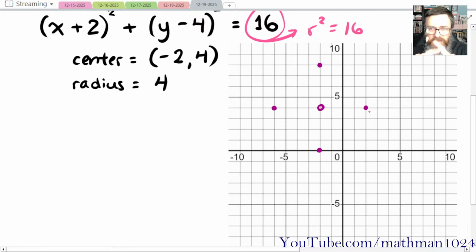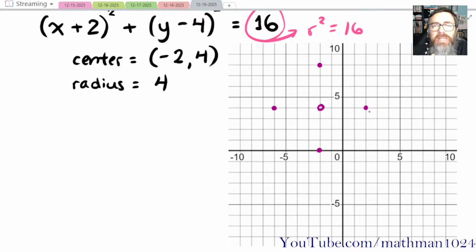So these guys should all be equally spaced around the center. In fact, that's what it means to be a circle. It's the collection of points that are equally distant from one central point called the center. And the distance that they are all away from the center is called the radius. Now here's the tricky part. We got to draw a circle, and we only have 4 points.